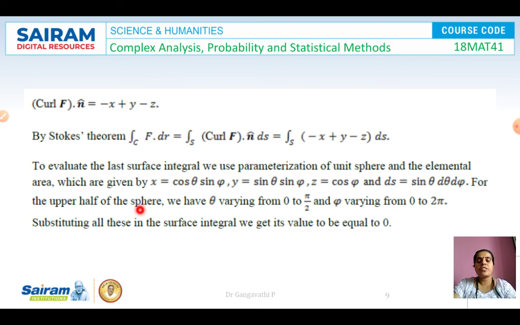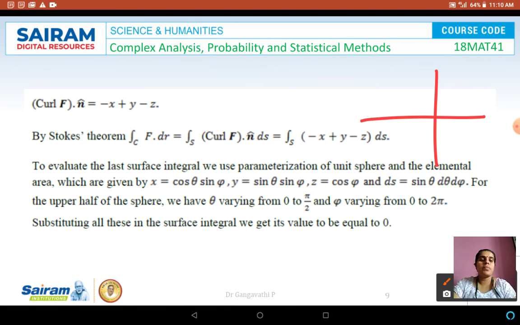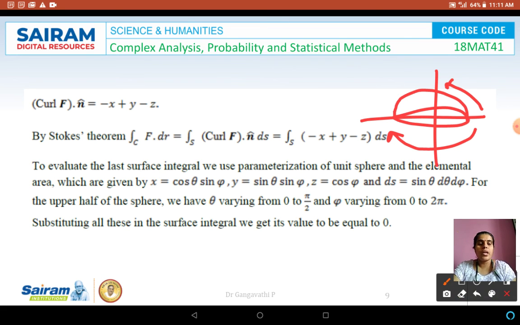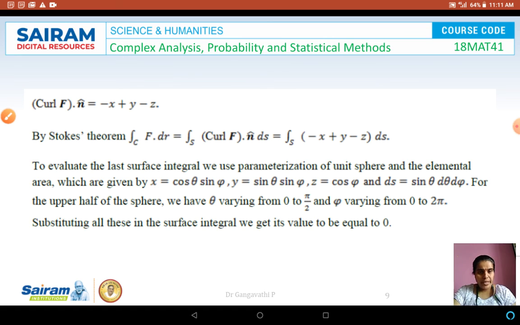For the upper half of the sphere, theta varies from 0 to pi by 2, that is, in the first quadrant only, and phi varies from 0 to 2 pi. If you imagine a sphere, this is how the upper half remains, with theta varying from 0 to pi by 2 and phi varying from 0 to 2 pi, the entire circle. It is in three dimensions and I am unable to show it here.